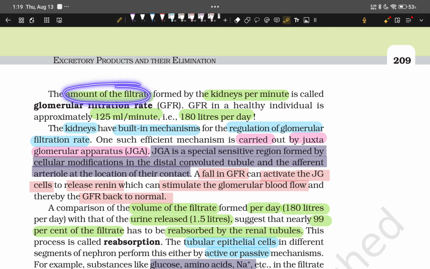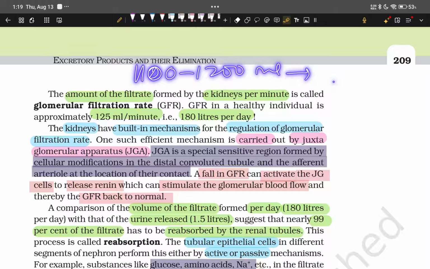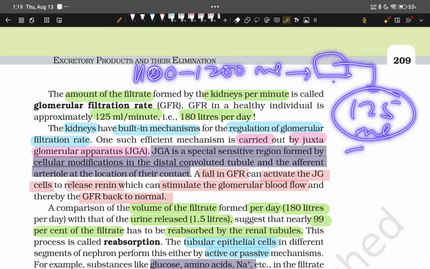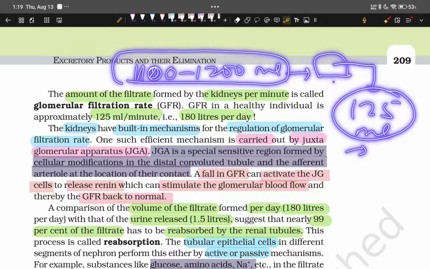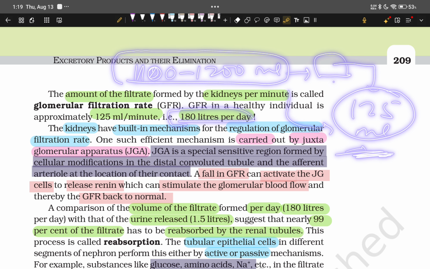First of all, the amount of filtrate formed by the kidney per minute is called the glomerular filtration rate, which is 125 ml per minute. See what happens: 1100 to 1200 ml of blood enters, and then the filtered amount is 125 ml only. So out of 1100 to 1200, the filtered amount is this, right, which is 180 liters per day.